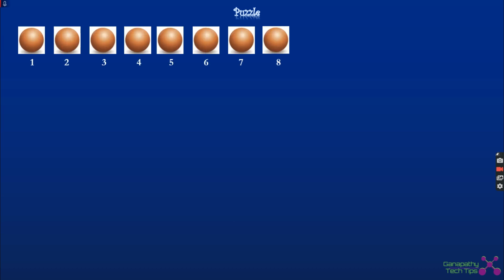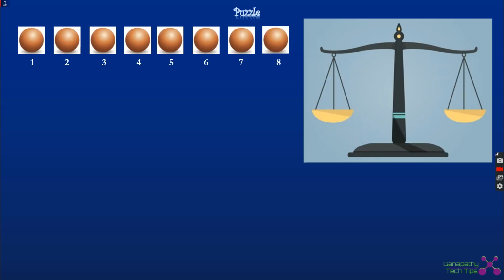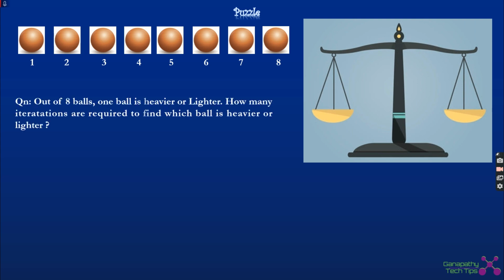Now comes the second challenge. We are going to have the same puzzle. We are going to have same 8 wooden balls. We are going to have same weighing balance. But now the question is, in the previous question we saw one of the wooden balls is weighing heavier. But in this case, there is one wooden ball which is the defective one. It may be heavier or it may be lighter.